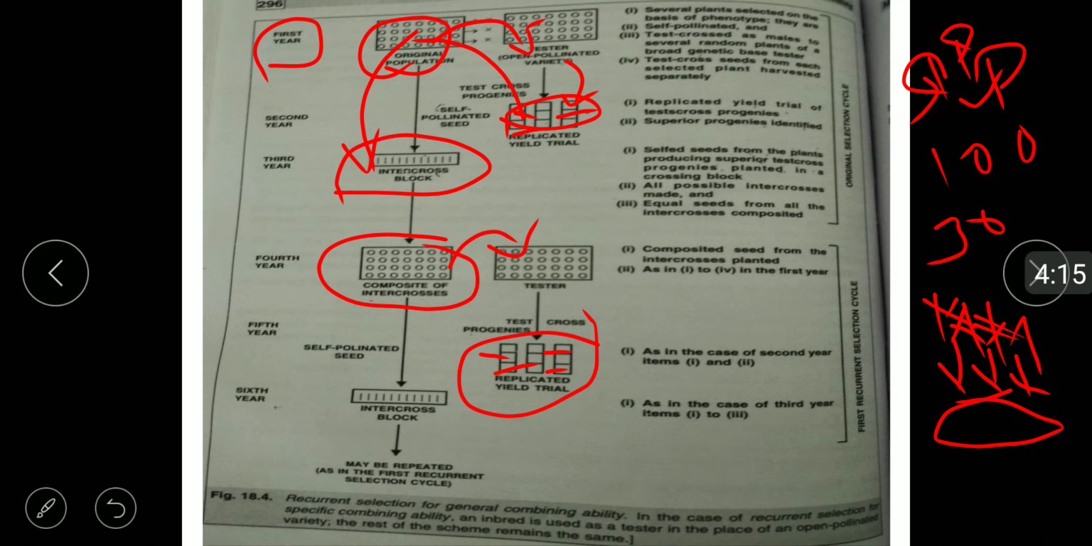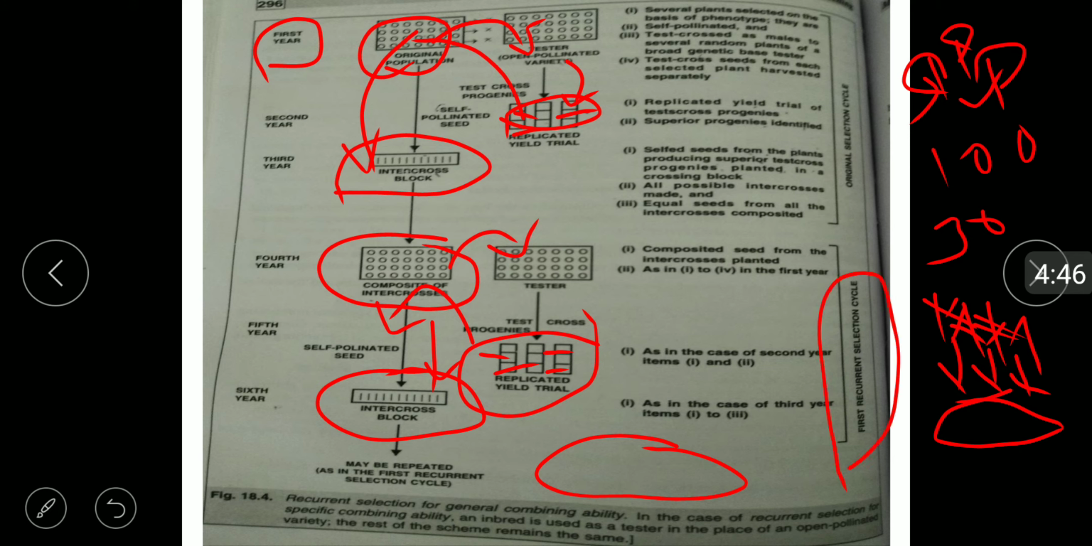Those superior plants are selfed, the same as in the first cycle. The selfed seeds are crossed in intermating blocks, and after intermating, an equal amount of seeds is selected. Now the population has improved by one generation. This is the first recurrent selection, the original selection cycle.